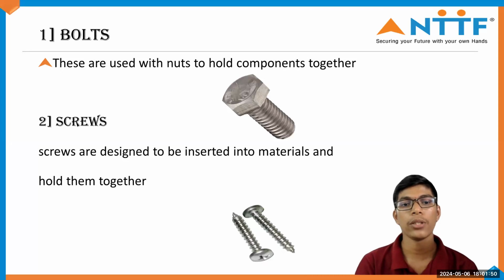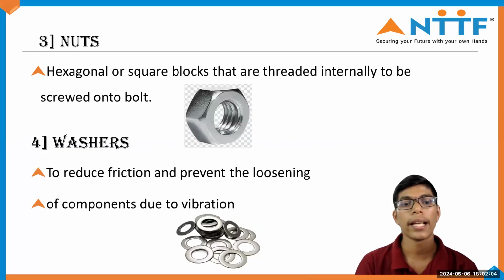Bolts. These are used with nuts to hold components together. Screws. Screws are similar to the bolt but finer. Screws are designed to be inserted into material and hold them together. Nuts. Hexagonal or square blocks that are threaded internally to be screwed onto a bolt.